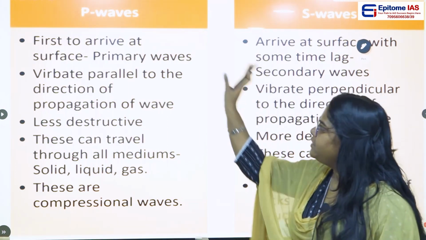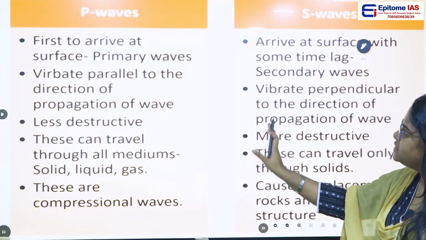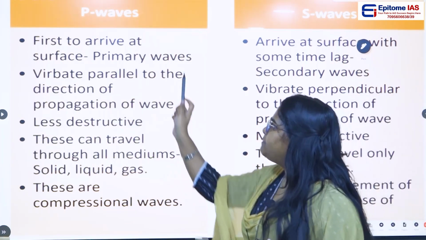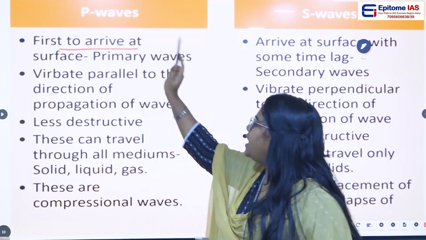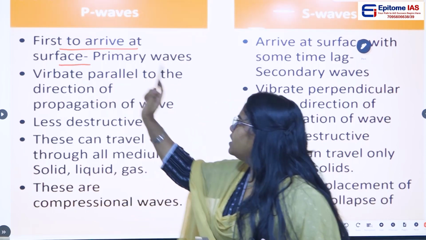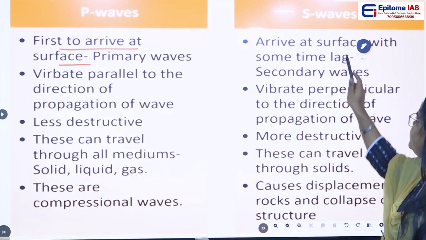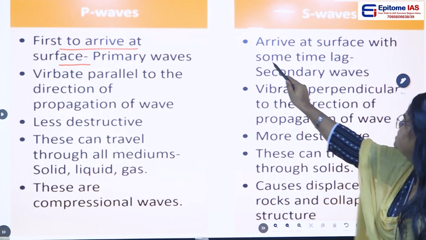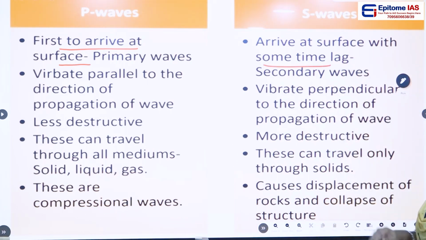So, here we have the basic differences between the P waves and the S waves. First point: P waves are the first to arrive at the surface. And the S waves take some time to reach the surface. There is a time lag in the S waves.